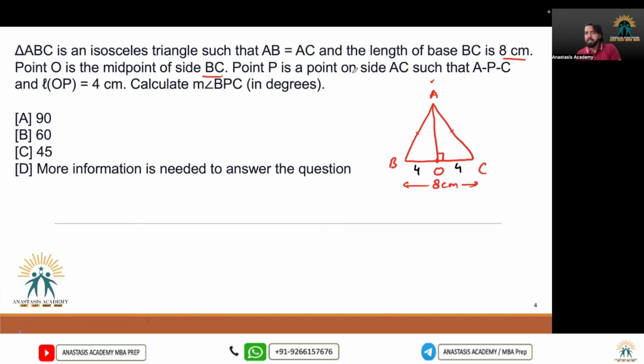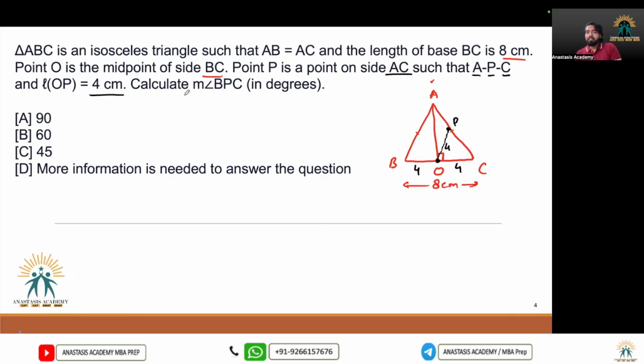Now what is given? Point P is a point on side AC, such that A, P and C lie on the same line, and the length of OP is given as 4, correct? So there is this point P which is on the line AC, and the length of OP is also 4. So I'm joining OP. This is O and this is point P, right? And the length of this side is also 4, right?